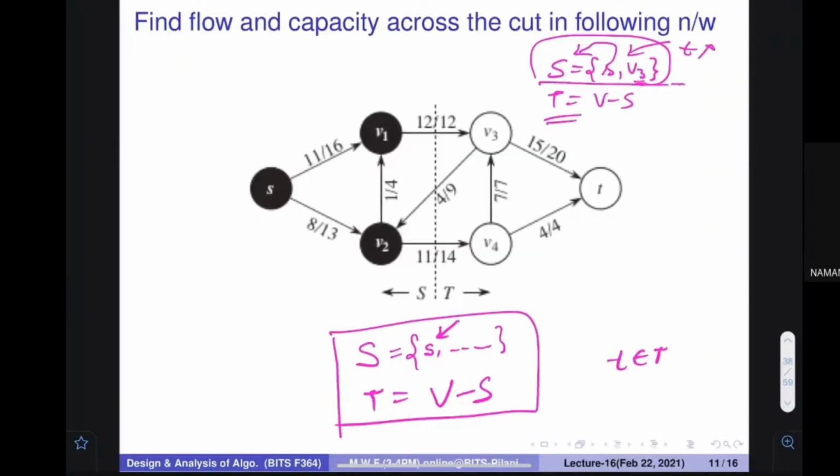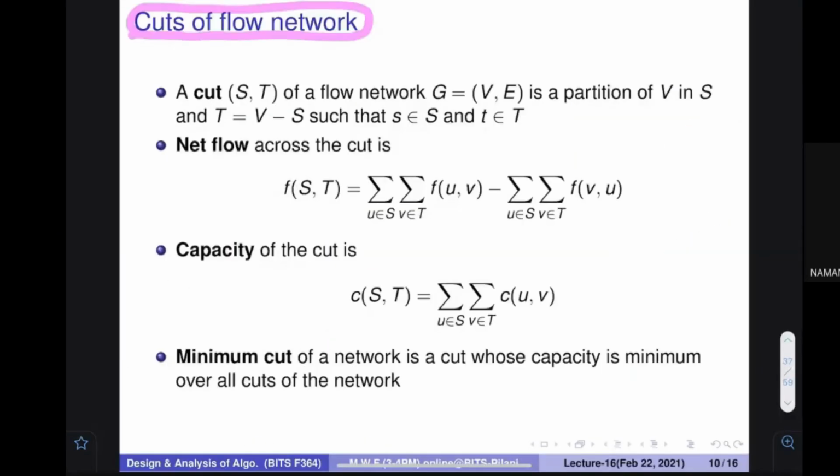Here I gave you an example where I picked V3. So they need not be adjacent. Okay, please try to understand, they need not be adjacent. So what I told you is that if I want to define a cut, I have to define two sets S and T. With respect to a flow network G, it is a partition. It divides the vertices into two sets, where S is a set and T is a set, small s belongs to capital S and small t belongs to capital T.